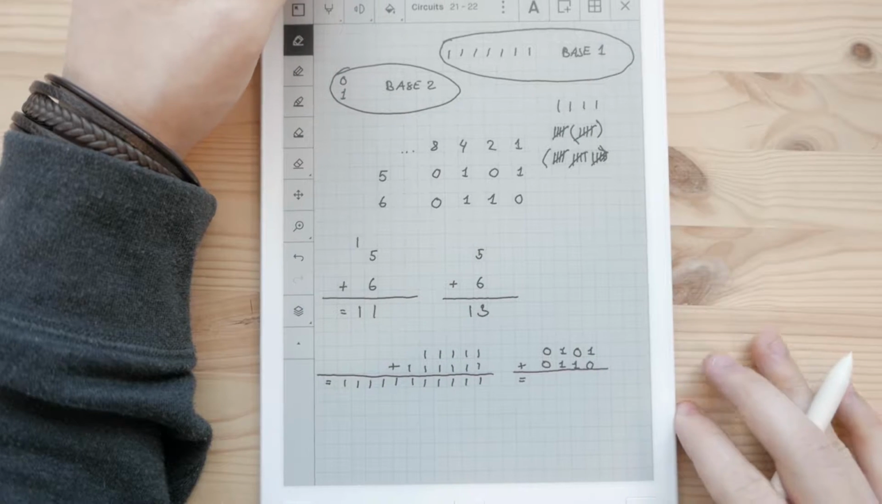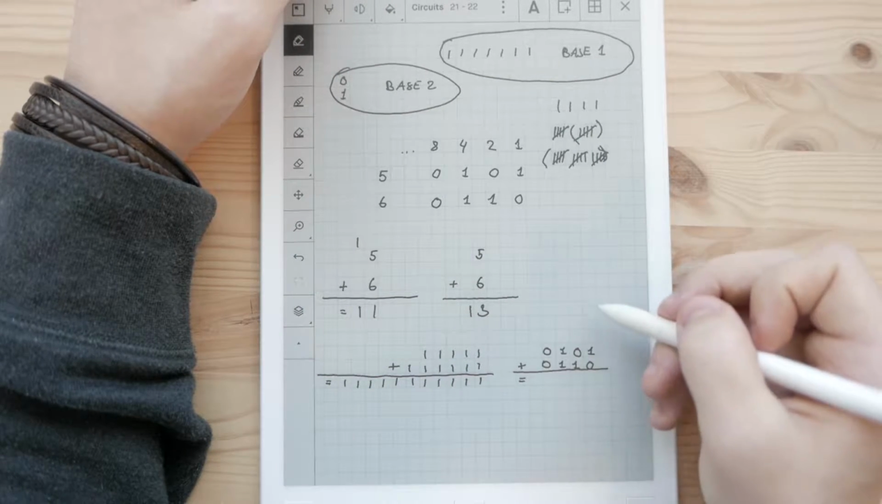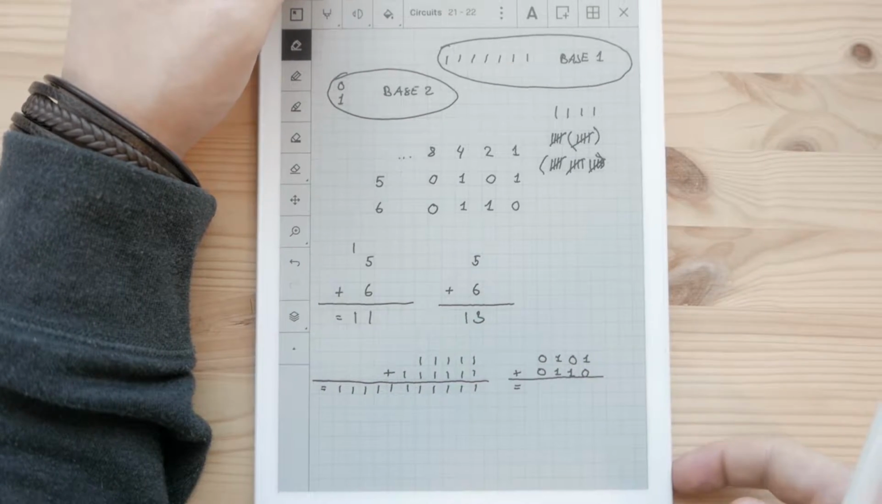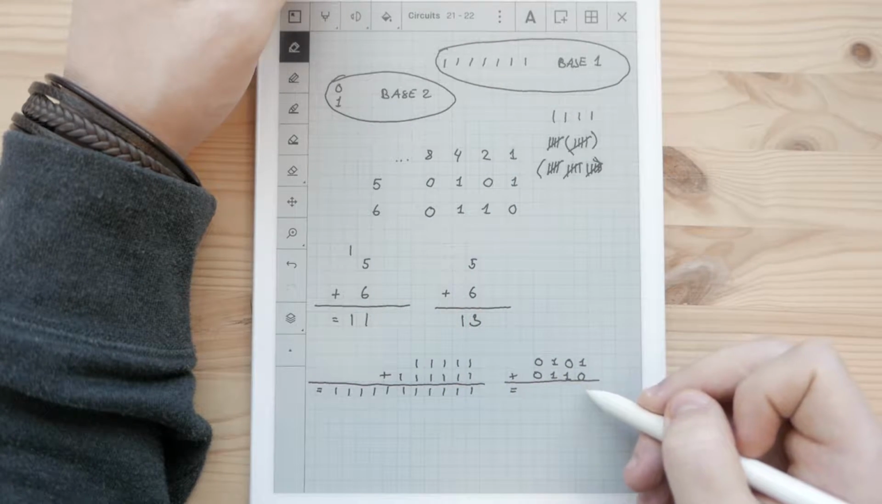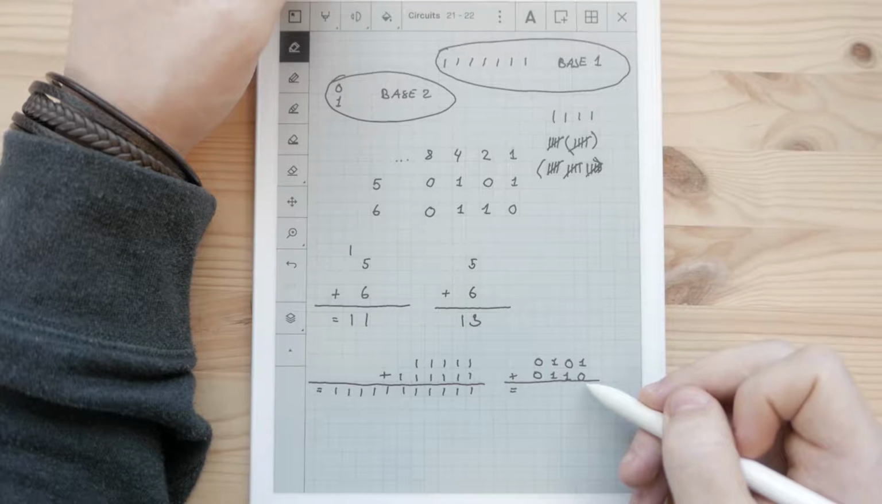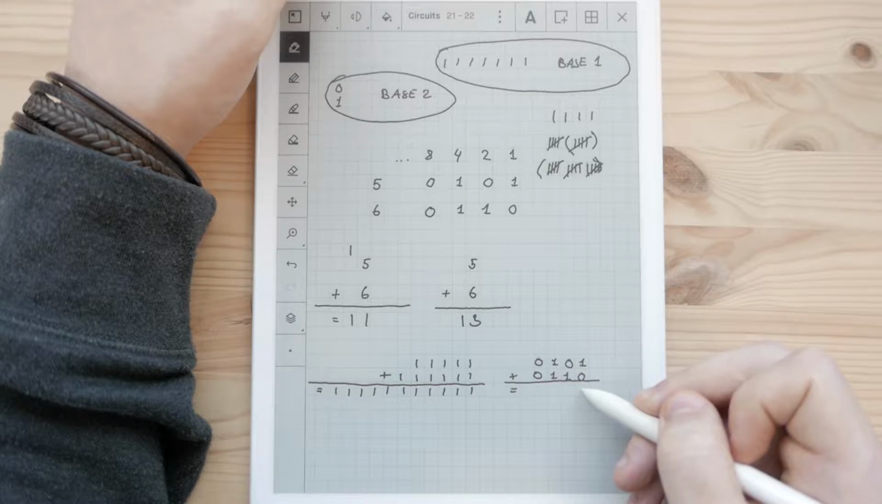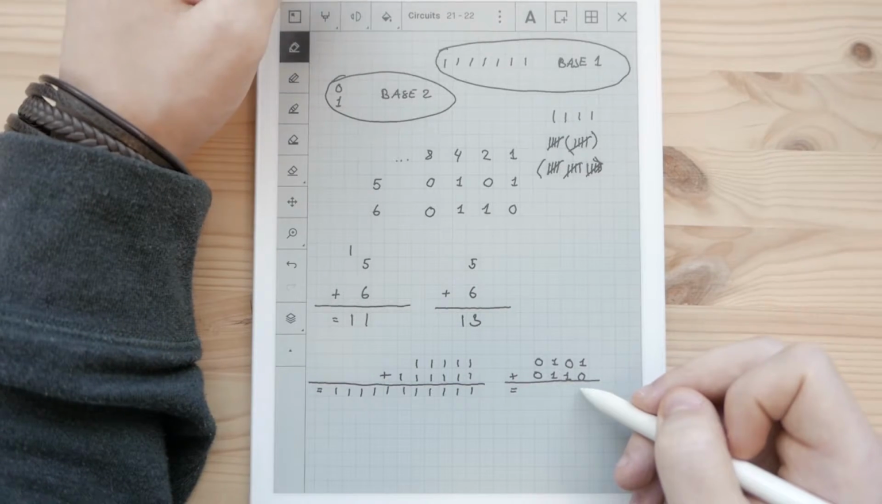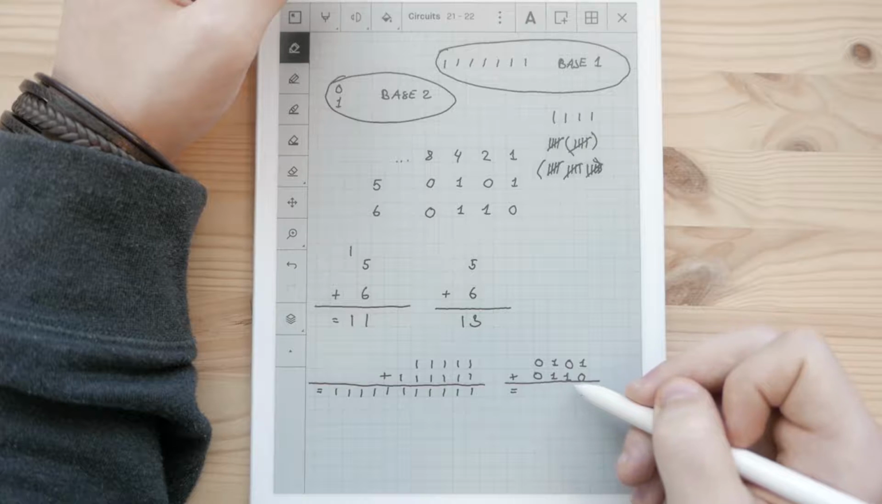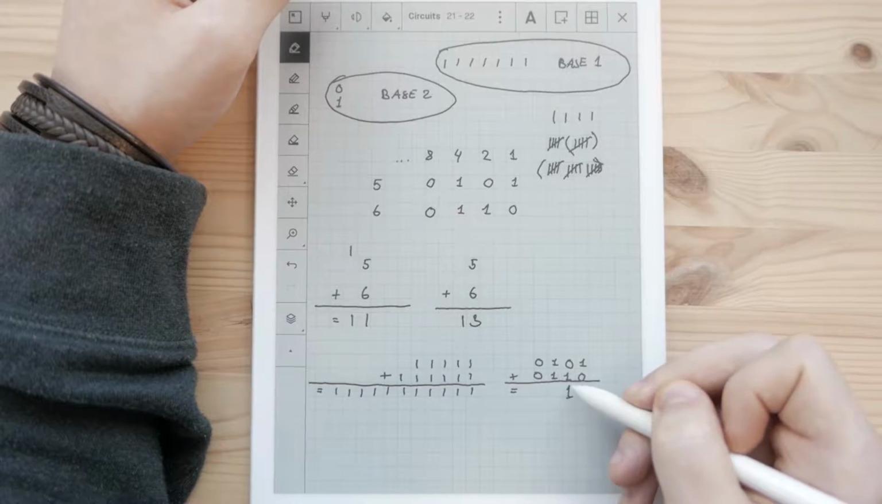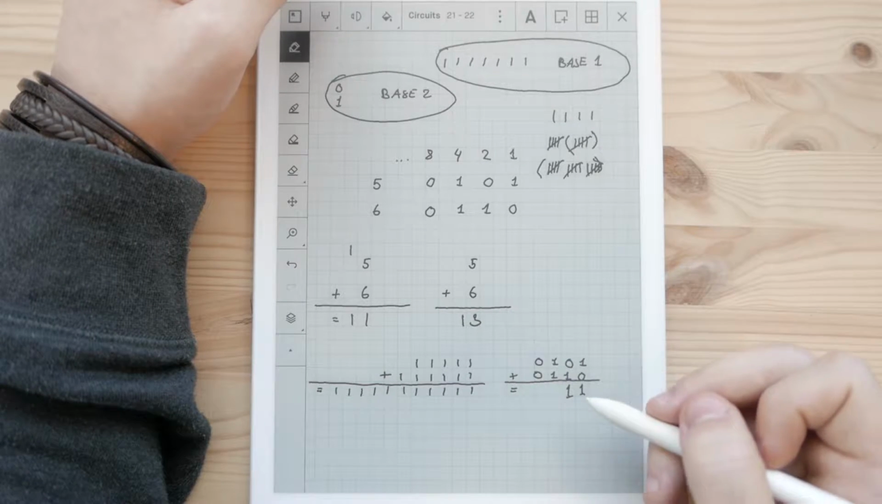How do we add numbers in base 2? Well, let's have a look. We do it exactly the same way we would do other numbers. So 1 plus 0, that's not more than 1. So we get a 1. And 0 plus 1 is 1. And then 1 plus 1, that's 2.